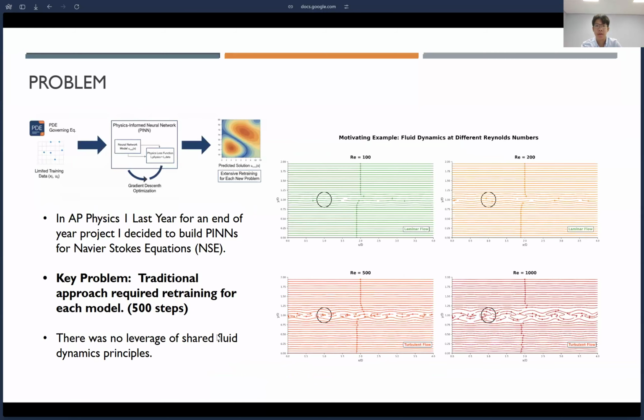So last year, at the end of my senior year, I started exploring PINNs in my physics class, right? And I started with modeling the Navier-Stokes equation, and I found that for each different Reynolds number, I had to retrain my model. So the key problem was the traditional approach required retraining for each model, and that was roughly 500 steps. And there was no leverage of the shared fluid dynamics principles that come from the NSE and also just general physics. And so each model had to relearn how to do these things.